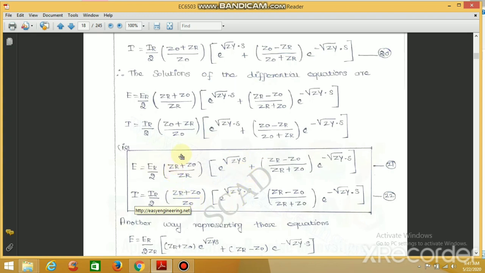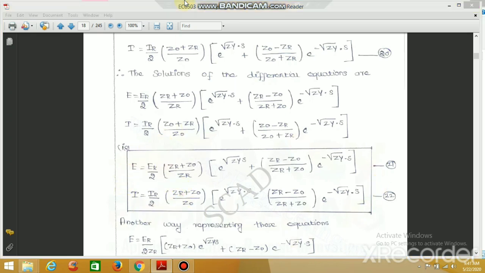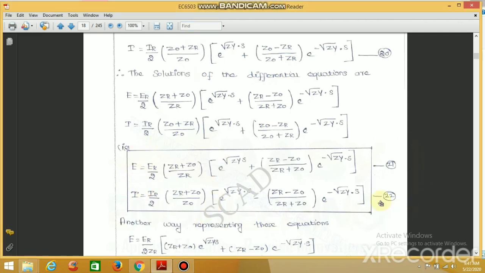And for perfect matching, the value of Z0 and ZR must be equal, that is the characteristic impedance must match the receiving impedance, so that we are able to receive the maximum signal. Otherwise there will be attenuation and we have to go for an alternative technique. So equations 21 and 22 are the general solution for the transmission line. You have to remember, this is the final equation for the general solution of the transmission line.